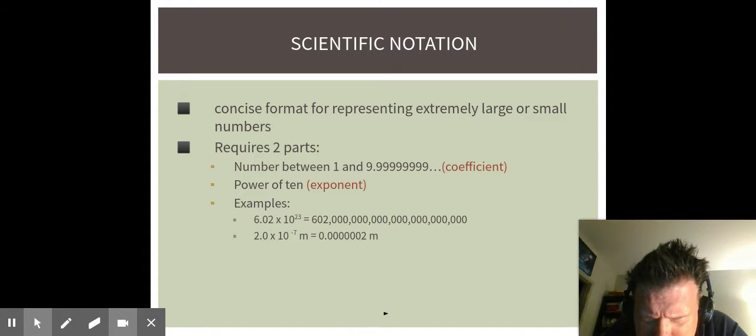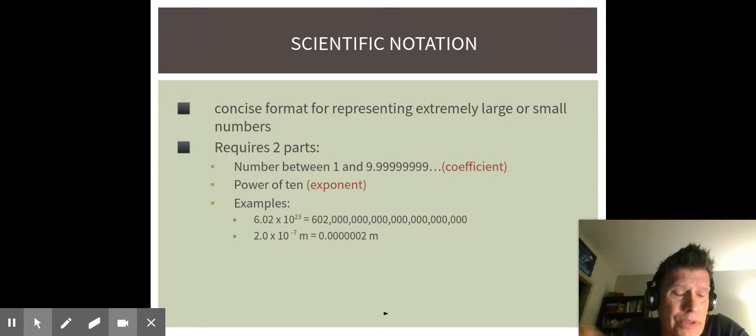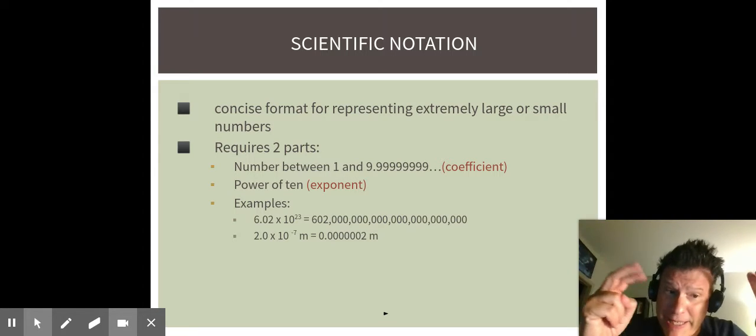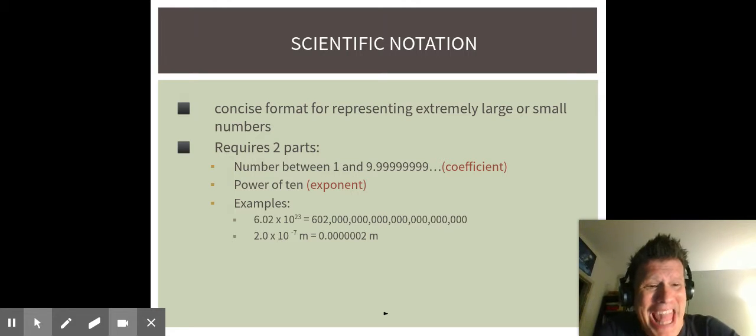And then if you look right here, you have 2.0 times 10 to the minus 7th meters, and you just move the decimal point over to the right 6 places, because again, you've got to move the decimal point. It's not 7 zeros in front of the 2. Also, another proper etiquette.